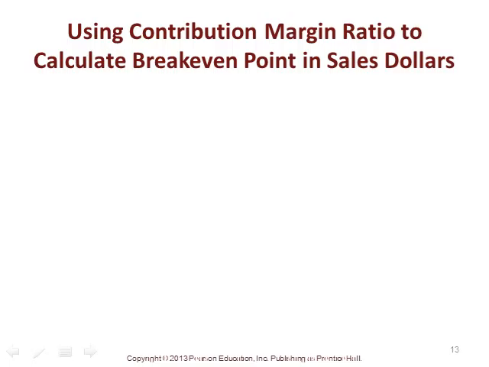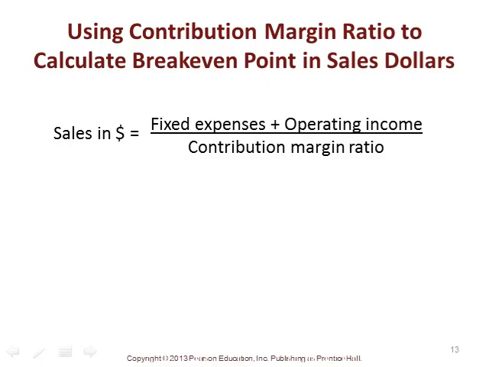So now let's talk about how we use the contribution margin ratio to calculate break-even point in sales dollars. We're not now talking about a number of units sold. We're talking about the sales dollars we need to generate in order to cover our fixed expenses. So the sales in dollars is equal to the fixed expenses plus the operating income divided by the contribution margin ratio. And you'll notice that this is almost exactly the same formula that we looked at earlier. It's just now we want to calculate what sales we need in dollars to break even versus the sales that we need in number of units to break even.